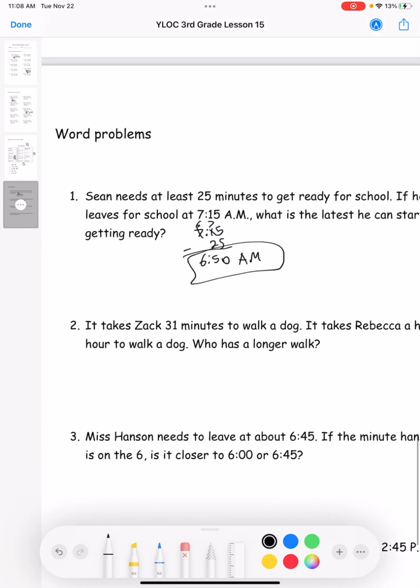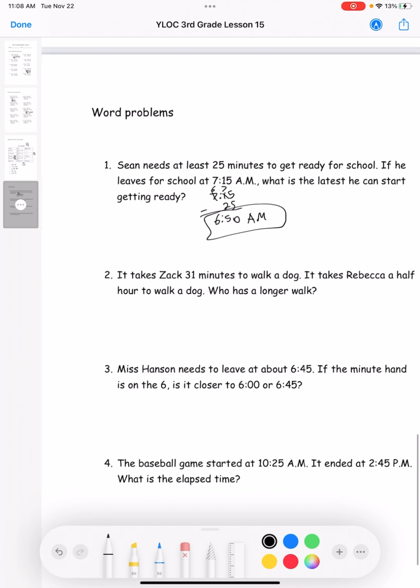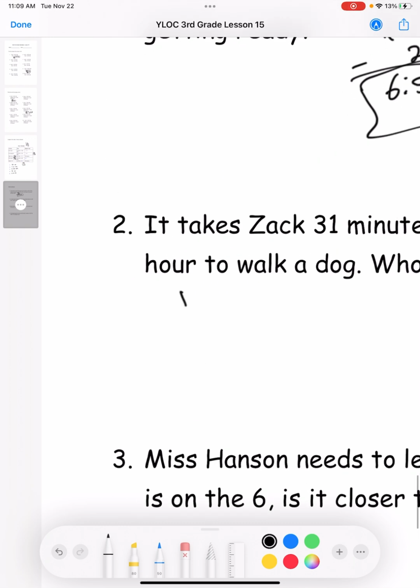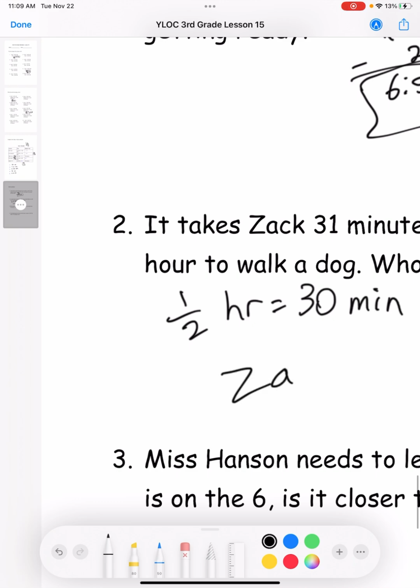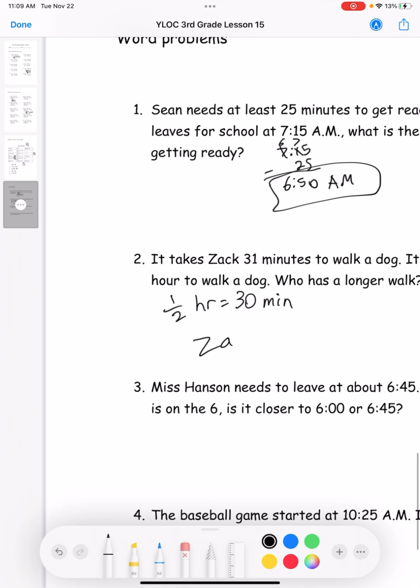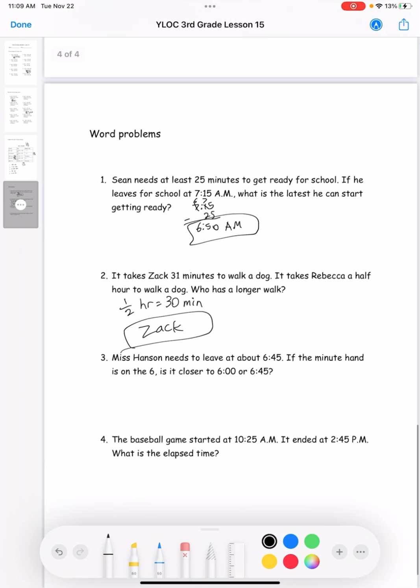For number 2, it takes Zach 31 minutes to walk a dog. It takes Rebecca half an hour to walk a dog. Who has a longer walk? So we know half an hour is equal to 30 minutes. So Zach has the longer walk because it takes him 31 minutes.